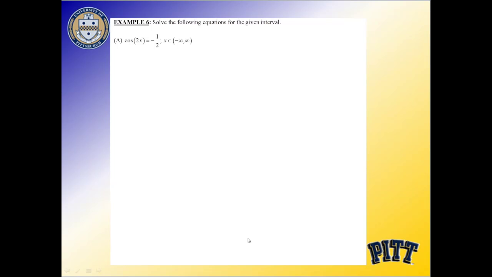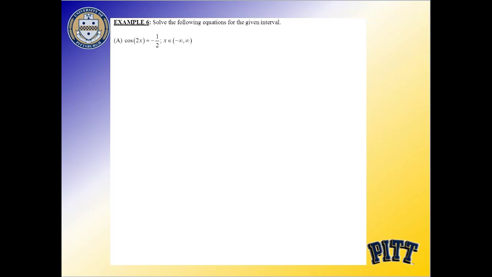So, equation solving. I actually have 4 examples here of varying degrees. You're going to have a few more examples to do in the practice problems. The cosine of 2x equals negative 1/2. As I go through and think about what I have to do to solve this equation, I'm still going to use basic equation solving techniques.